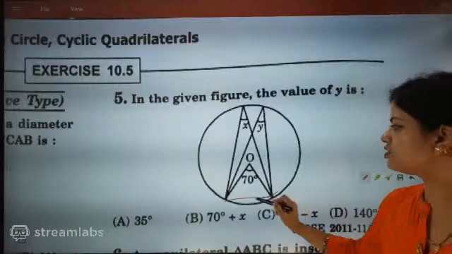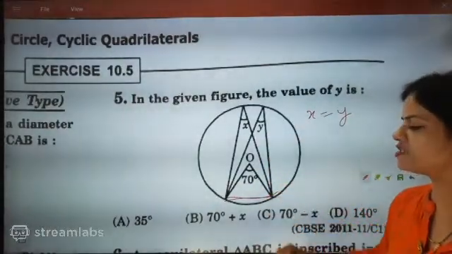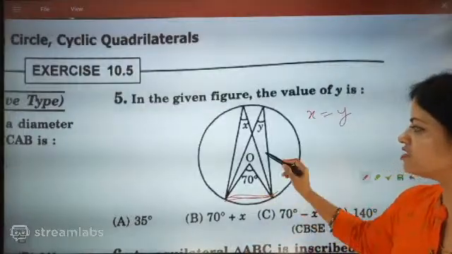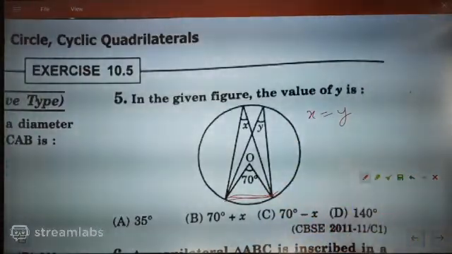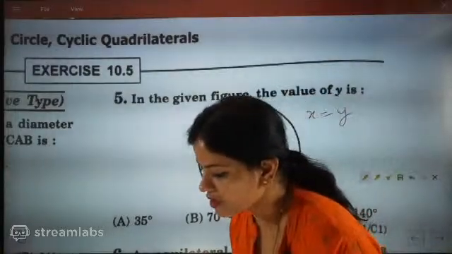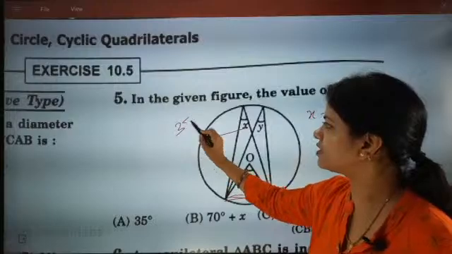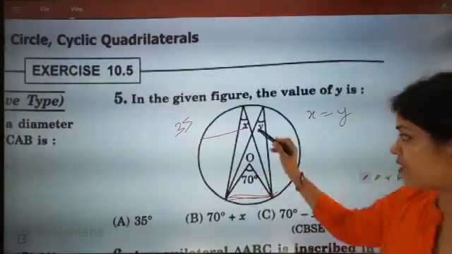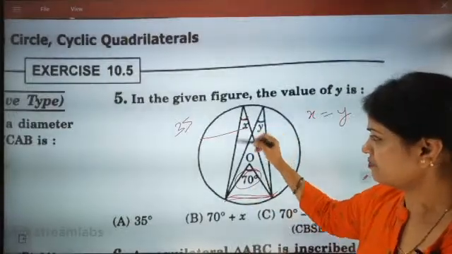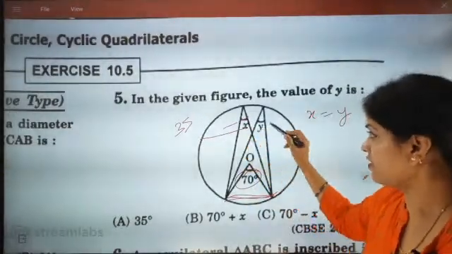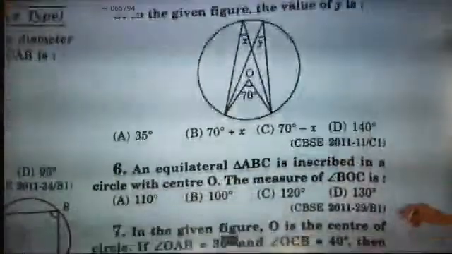First, angles on the same segment, so x will be equal to y. Also, whatever angle is subtended at the center by an arc is double the angle subtended on the circle. Yes, correct answer, Rahul. The answer is 35, because half of 70 is 35. So if this is 35, this will also be 35. Absolutely correct. Shall we go for the next question?